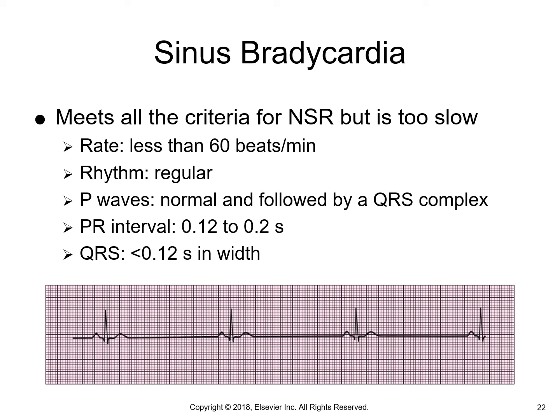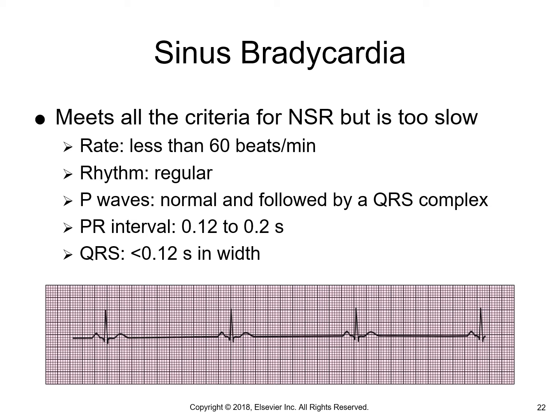Now we have a little bit of sinus brady going on here. If I had a 6-second strip, assuming this was a 6-second strip, I could guesstimate that this heart rate's about 40, because I've got 4 QRS complexes. So my rate's definitely less than 60. My rhythm is regular. I have P waves followed by every QRS. My P to R interval is normal, and my QRS is normal.